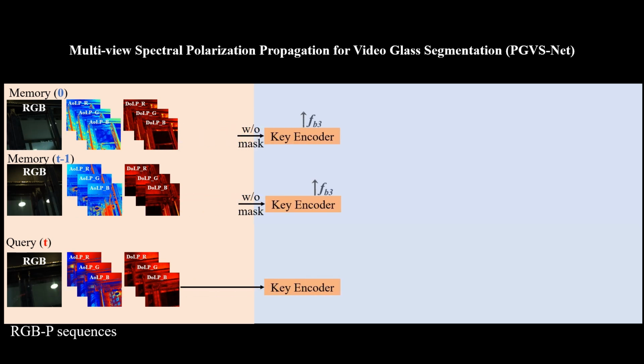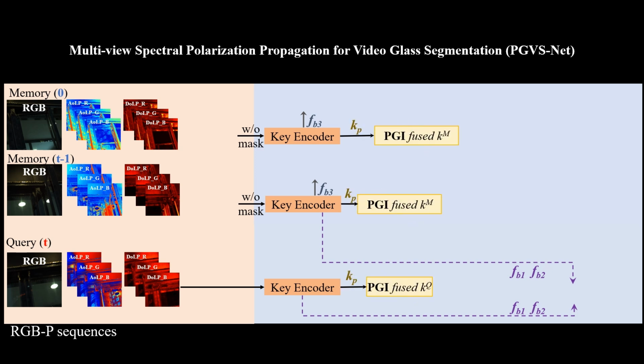Based on the above motivations, we propose a novel polarization video glass segmentation network, PGVSNet. Given the RGB sequences and the corresponding polarization sequences, we encode each frame into a paired set of key and value maps. Specifically, for a given modality X, we utilize the ResNet50 architecture to encode the modality, and the key feature map of each frame is derived using our specially devised polarization-guided integration module.